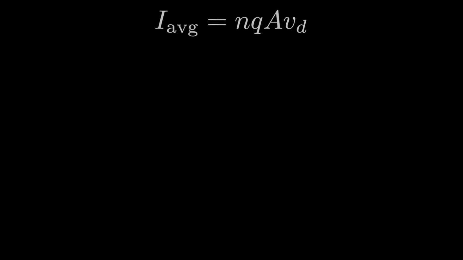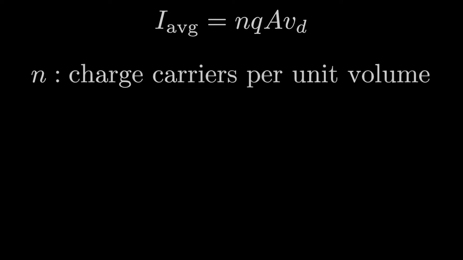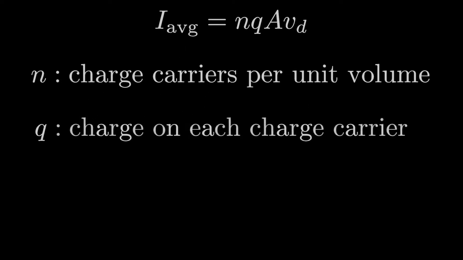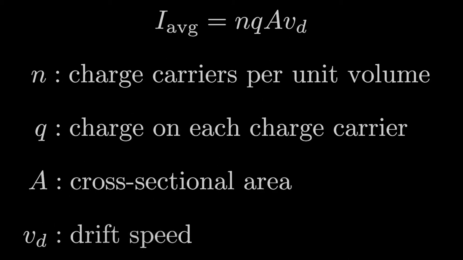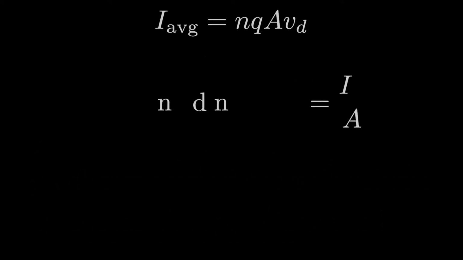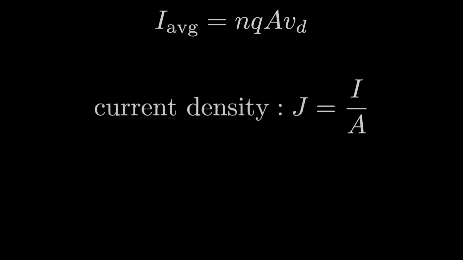We should start by recalling our expression for the drift velocity. The average current in a wire is just the number of charge carriers per unit volume times the charge per charge carrier times the cross-sectional area times the drift speed. Well, an important electrical property we can define is the current density, J, which is just the current per unit area through a conductor. If we take the current and divide it by the cross-sectional area, we get the current density, which in this case is just the number of charge carriers per unit volume times the charge per charge carrier times the drift speed.